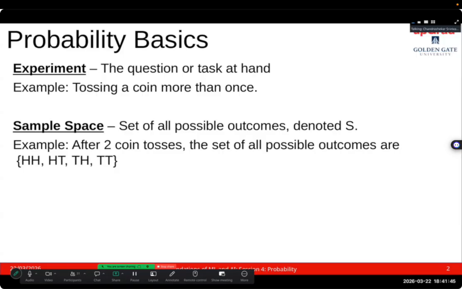So just a question, sir. So when you say the temperature in a particular place, the number of outcomes could be infinite, right?